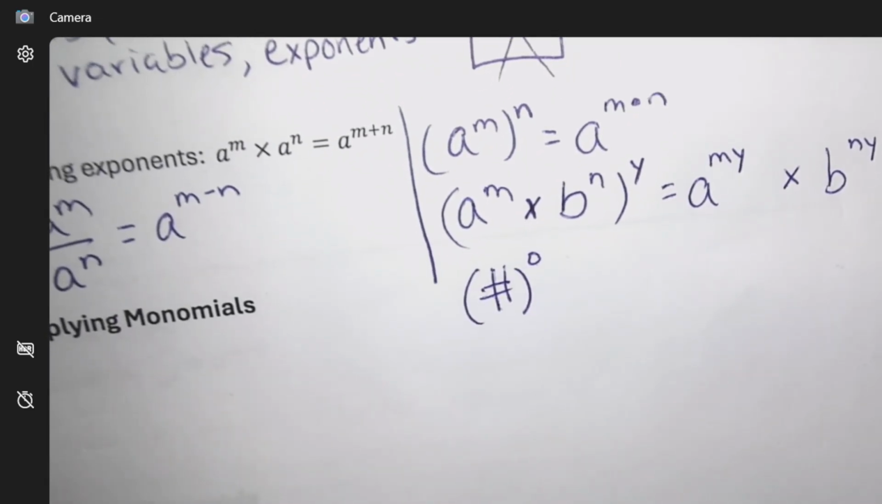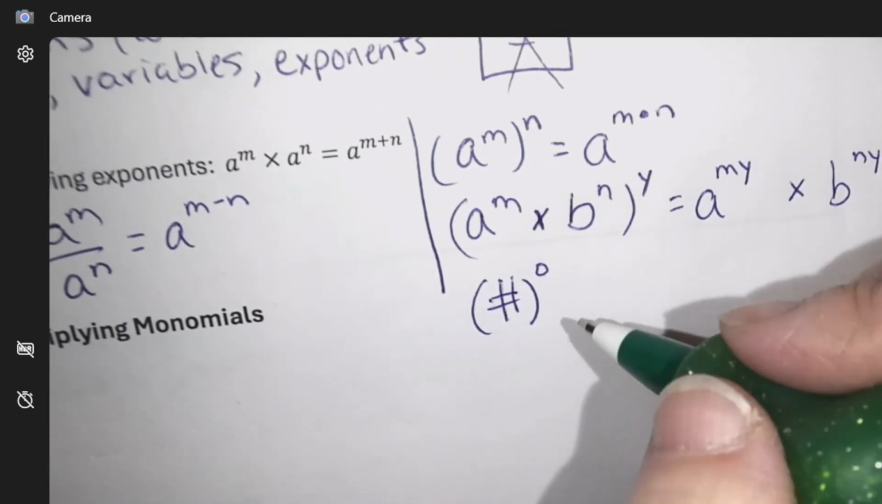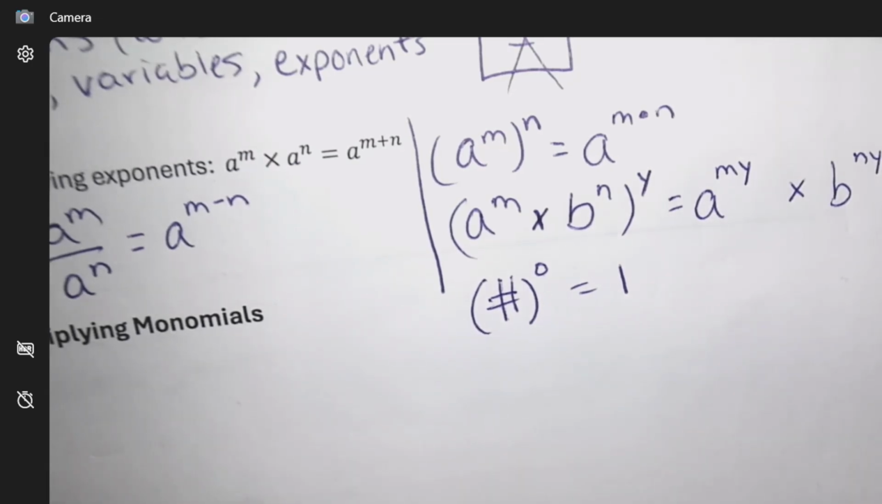What's this rule? Anything to the 0 is 1. Okay. Here we go.